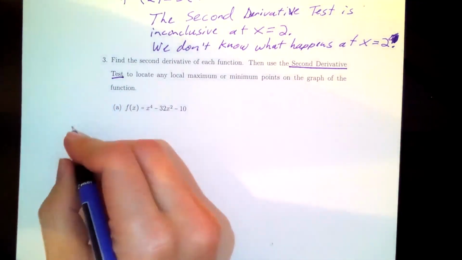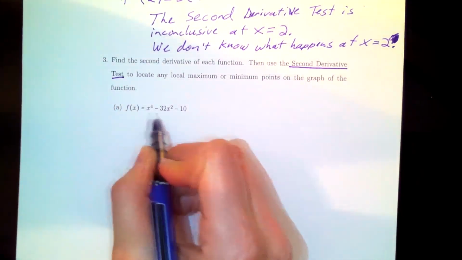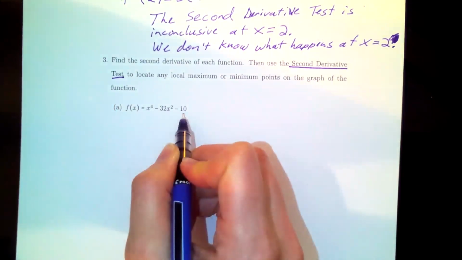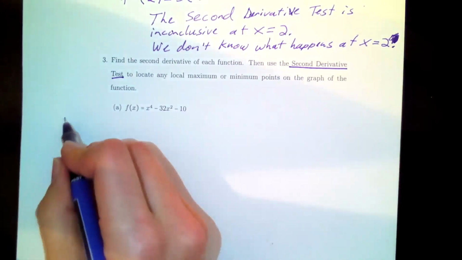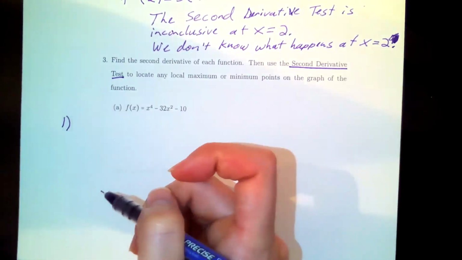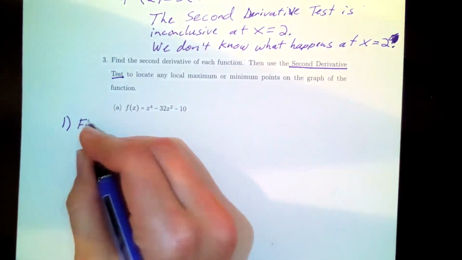All right, let's get started. If we have x to the 4th minus 32x squared minus 10, and it wants me to find any local maxes and mins, the first thing you need, regardless of how you're doing it, is to find any critical numbers. That's always step 1.